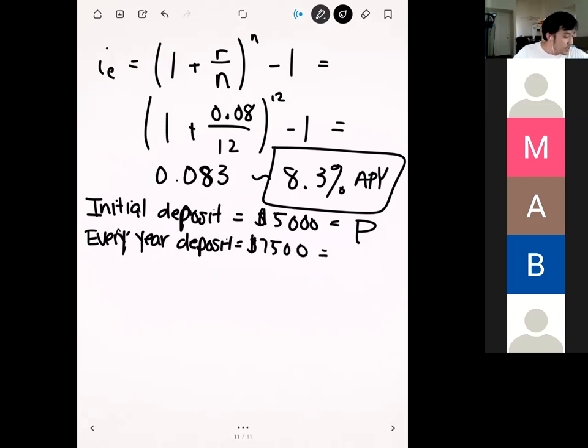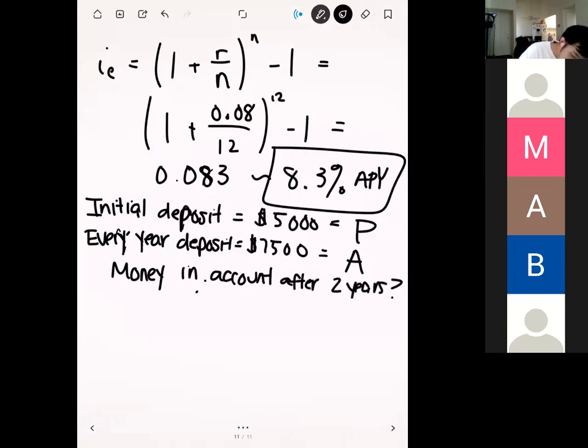After that, the problem says the couple is going to make a deposit of $7,500 every year. This is a recurring payment into the account, in the same amount every single year, so this is going to be our A, our annual payment into the account. What the couple wants to know is how much money they are going to have after 2 years. Two years is some point in the future, so that's going to be our F.